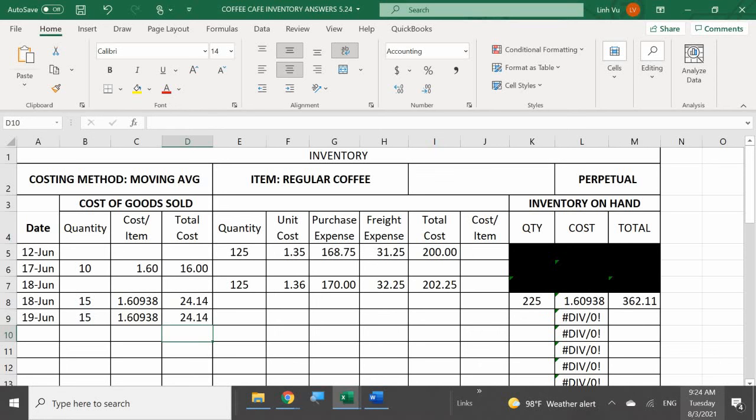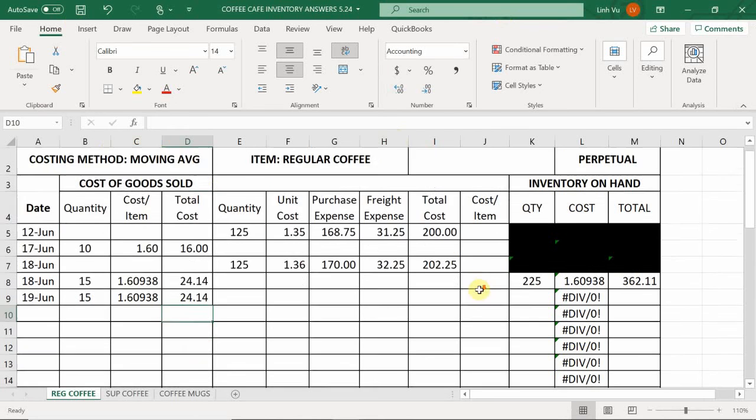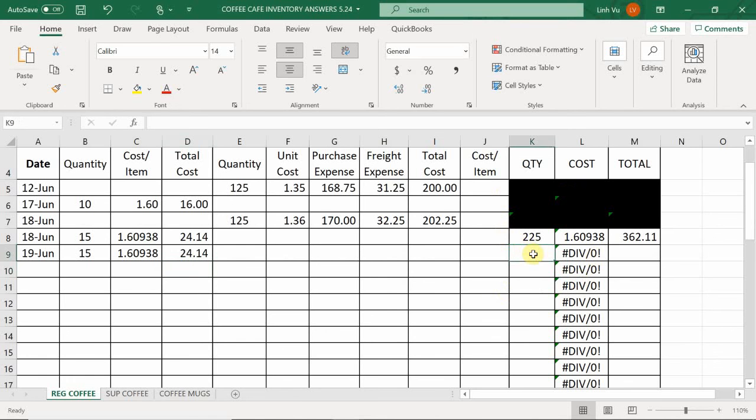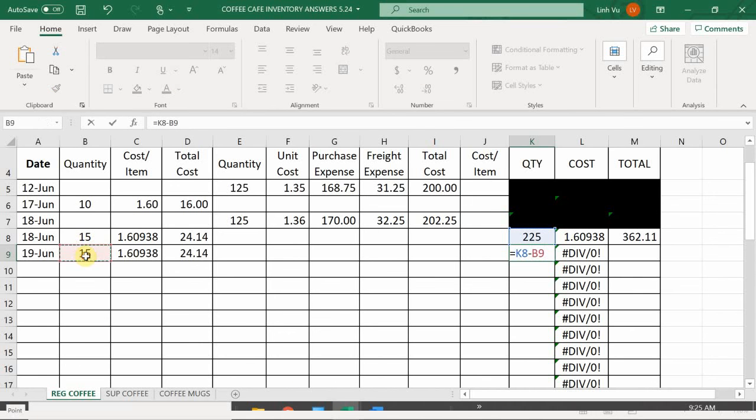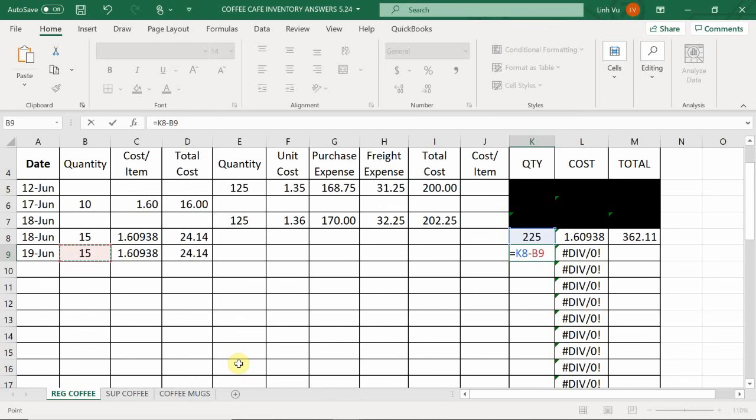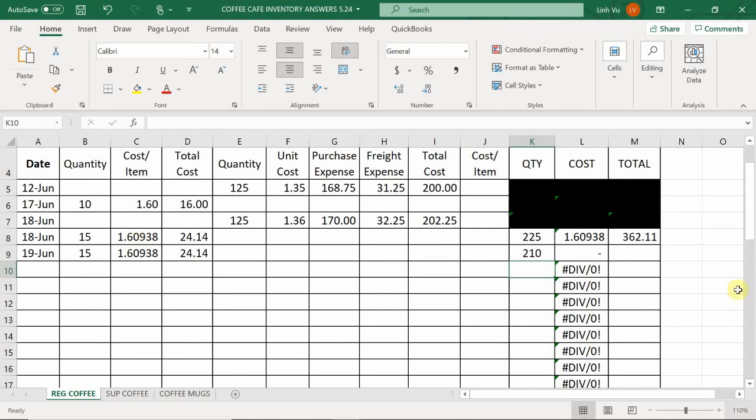So now that we have our numbers, we now can update our inventory because I sold some pounds. So I no longer have 225 pounds anymore. How many pounds do I have now? We have 210 left.